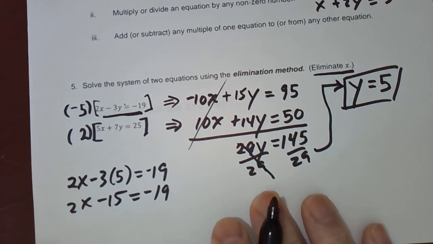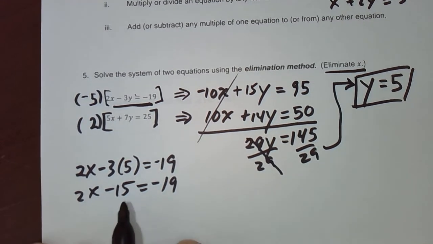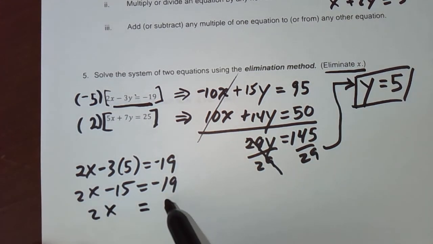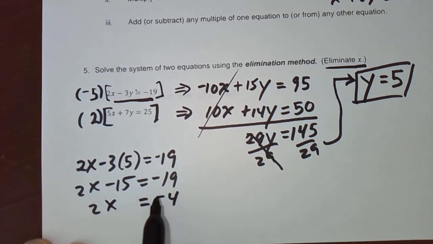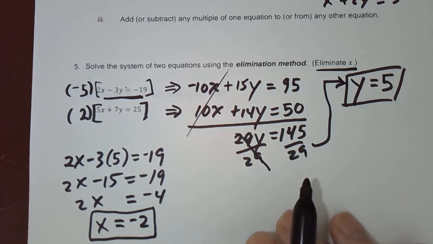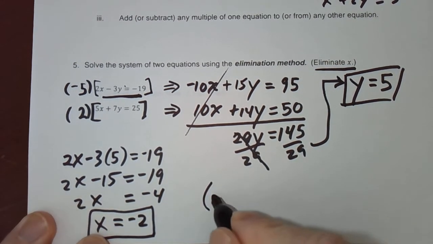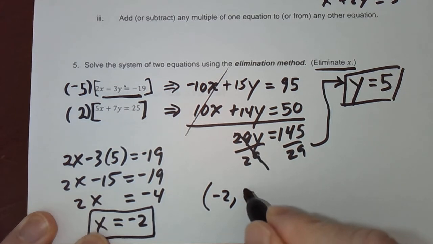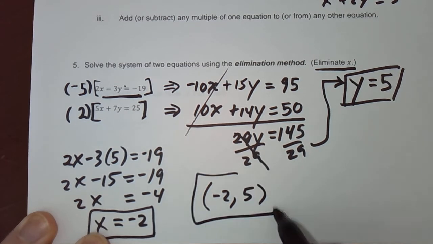All right, we're going to add 15 to both sides. I'm running out of room here, so I'm just going to make a note. We're adding 15 to both sides to get 2x equals, when we add 15 to negative 19, we get negative 4. Dividing both sides by 2 to get x by itself, x equals negative 2. Now I'm just going to do a quick check here to make sure that negative 2, 5 is the correct answer.